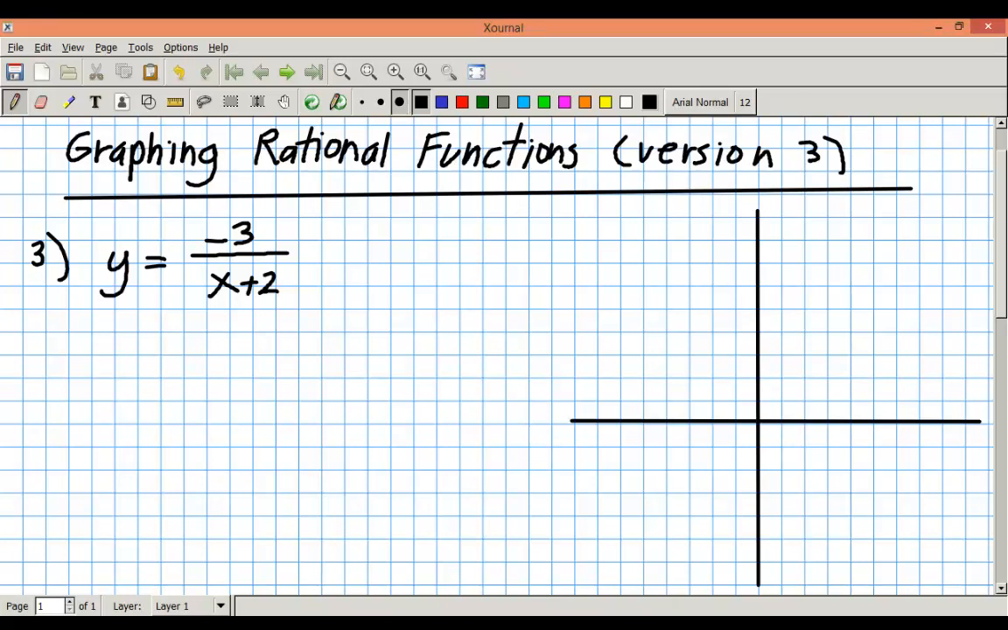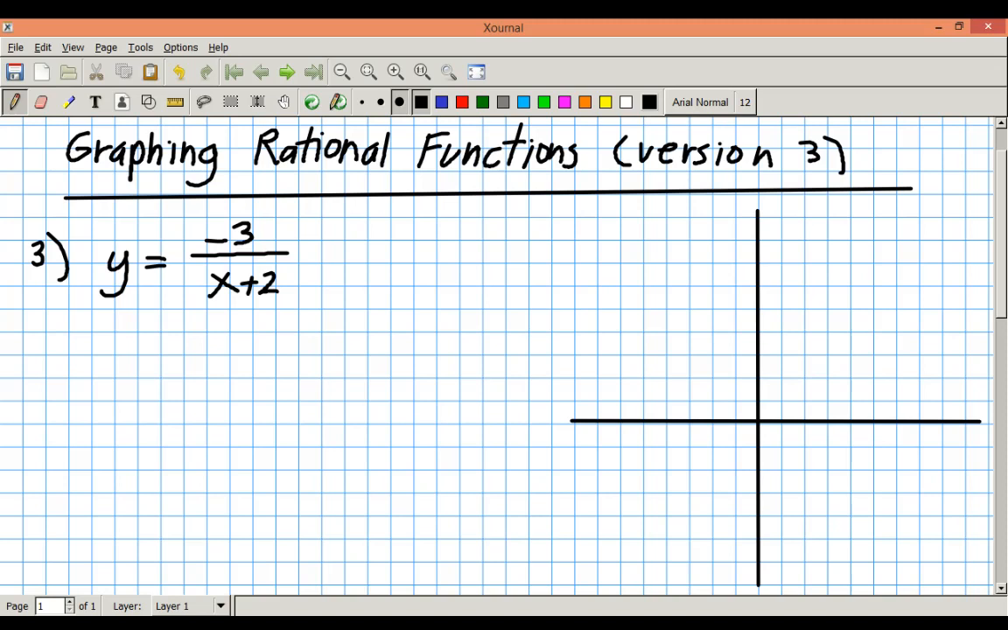Okay, hello again. We are on version 3 of graphing rational functions. That's the last assignment on this. We'll have 2 days to finish this one. I'm going to give you just 3 examples today. 2 of them you already know about. The third one is going to be new, and then that should wrap it up for graphing rational functions.